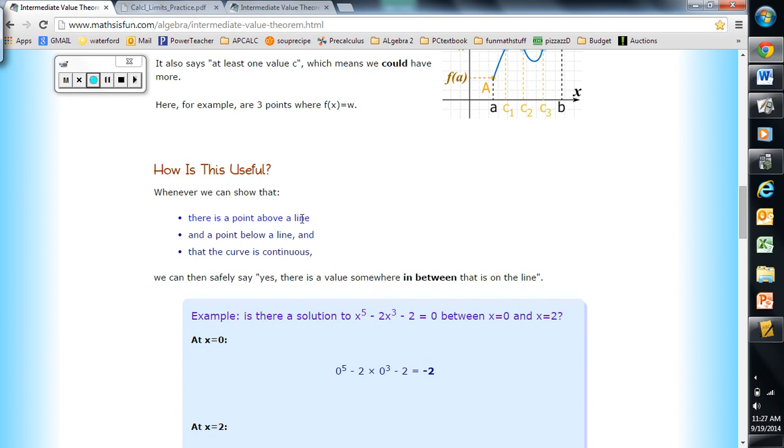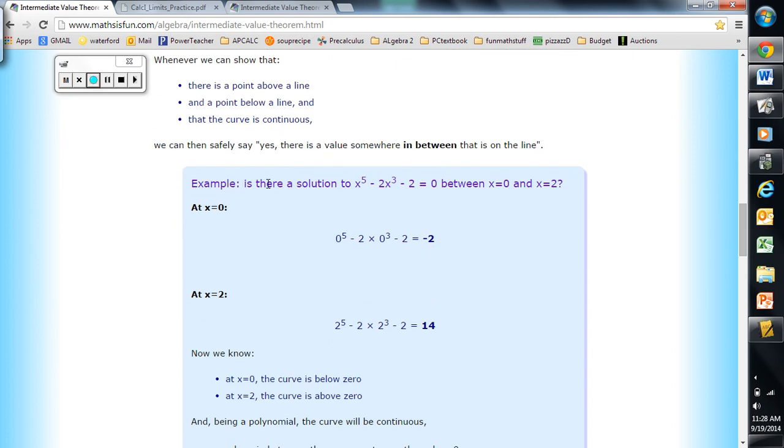If you can show that there's a point above a line and a point below a line and that the curve is continuous, then you can say that somewhere in between there is a value where it crosses that line. And most of the time it comes in this form. Is there a solution to this function between 0 and 2?